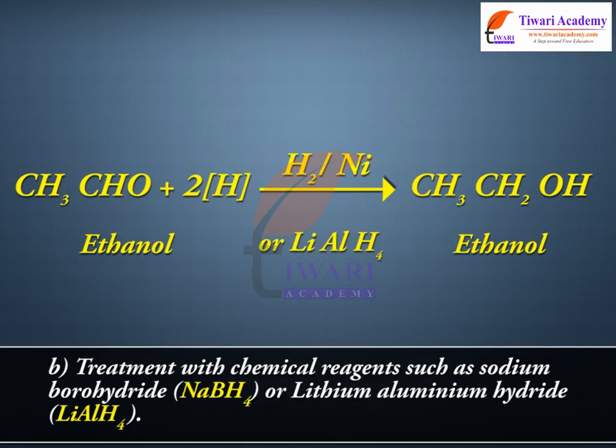Reduction to hydrocarbons. The carbonyl group of aldehydes and ketones is reduced to a CH2 group on treatment with zinc amalgam and concentrated hydrochloric acid. This is the Clemmensen reduction. Wolff-Kishner reduction: the aldehyde or ketone is treated with hydrazine followed by heating with potassium hydroxide in a high boiling solvent, ethylene glycol.